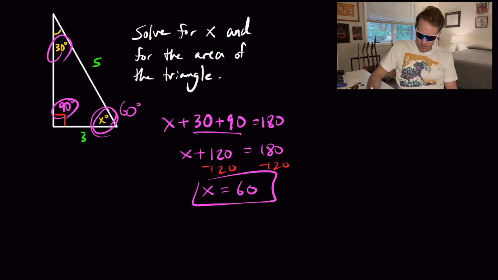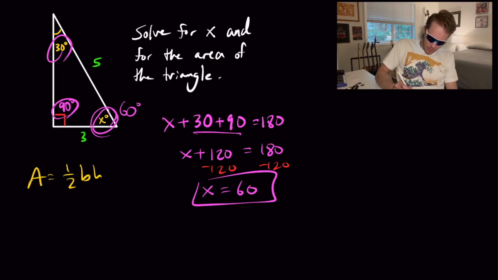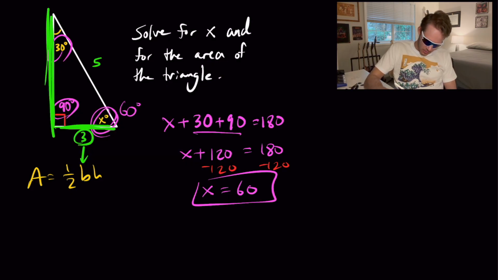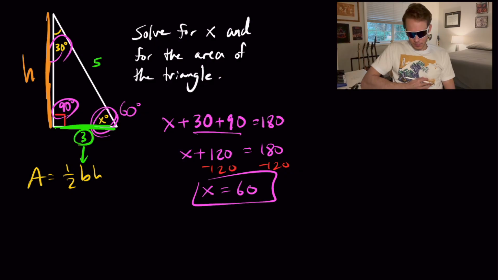So remember, area is equal to 1/2 base times height. So I've got my base over here. We can consider that bottom side the base. So that's 3, so we're going to plug that into b. And then we need this height up here. I'm using a different color. We need this. This is our height.